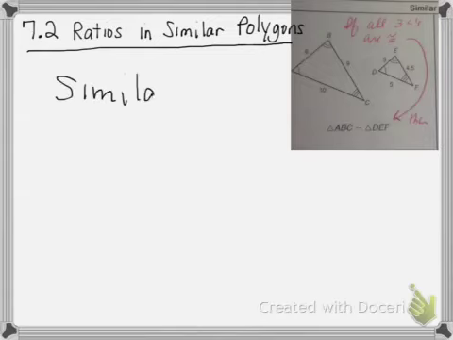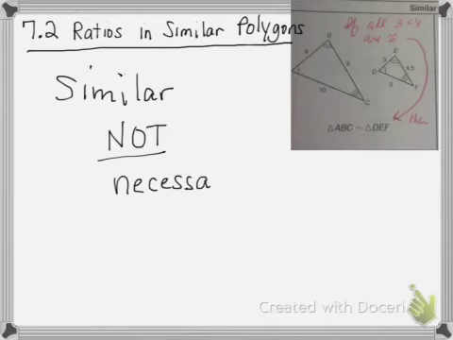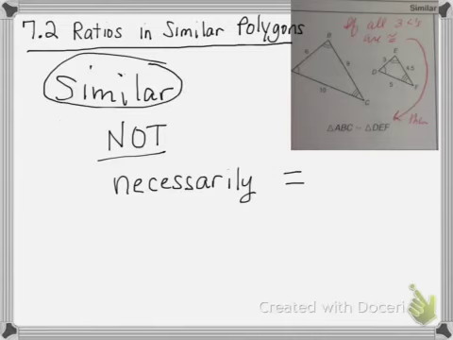similar, which is not necessarily equal or congruent. Okay? Similar means not necessarily the same size or equal. So what we're going to do is we're going to take this similar and we're going to create ratios.